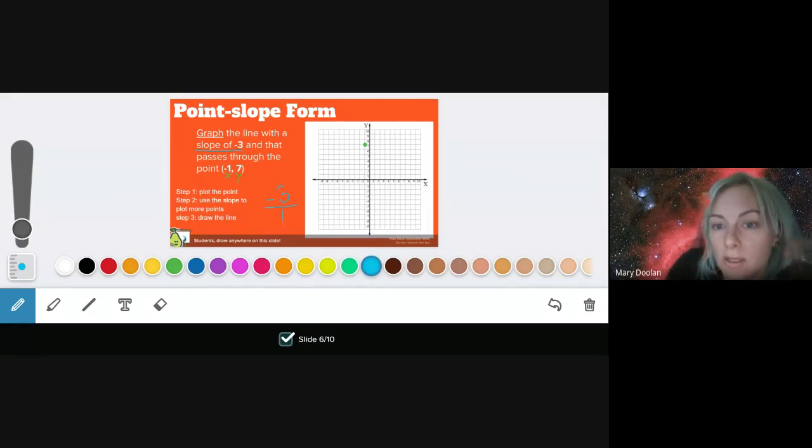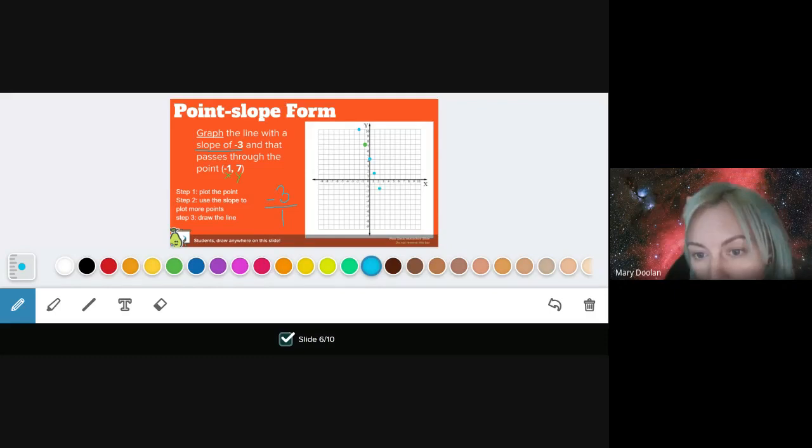So rise over run. So going from the green dot, if I rise up 1, 2, 3 units, and then run 1 so that it's going to go downhill, there's a point that can make my line. Or it could go the other way. It could go down 3 units and right one. And I could keep repeating this until I'm out of grid paper. So using point slope form, I was able to plot the point that was given, and then I used the slope to plot more points.